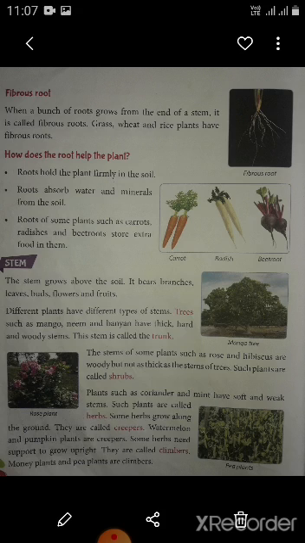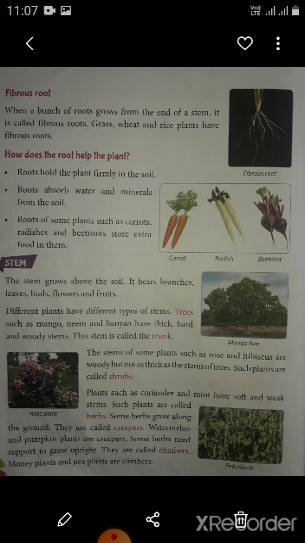Trees such as mango, neem and banyan have thick, hard and woody stems. This stem is called the trunk. Trees are big and tall plants with very thick and hard stems.